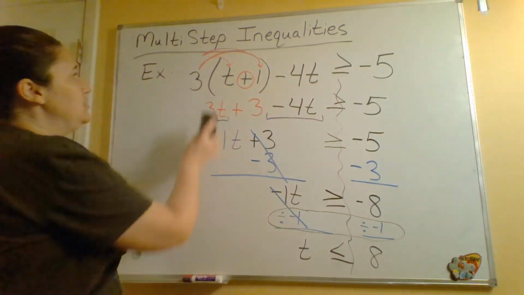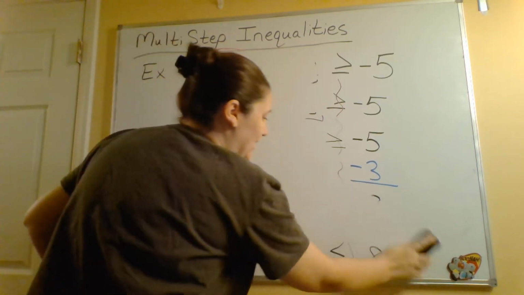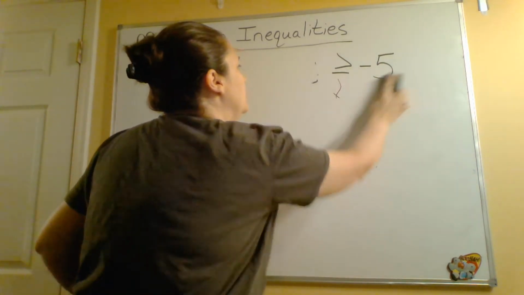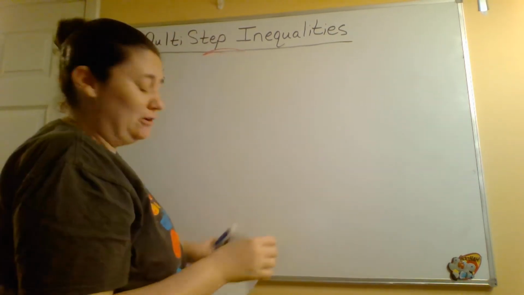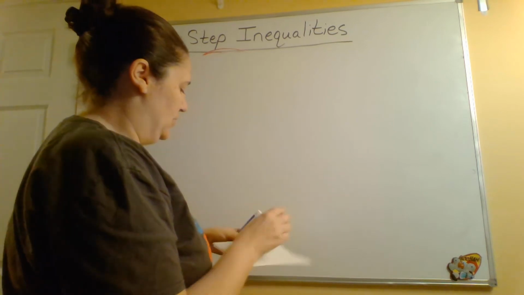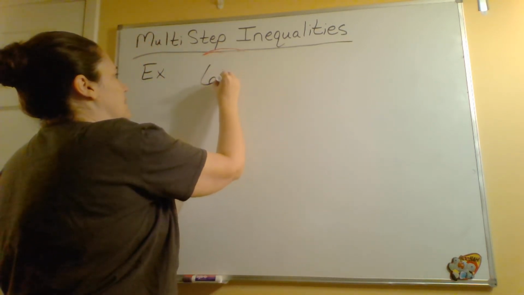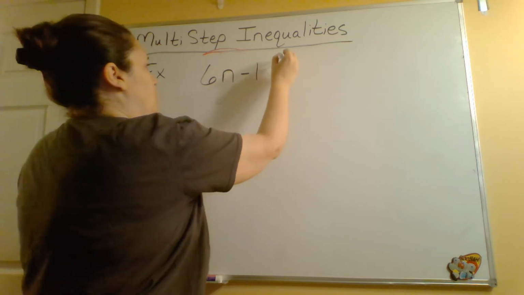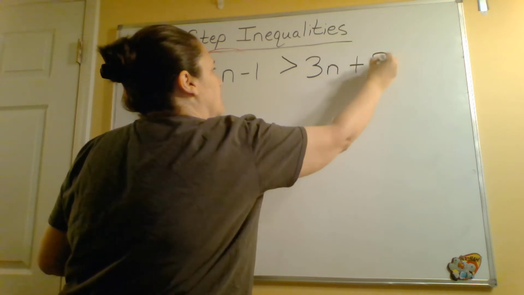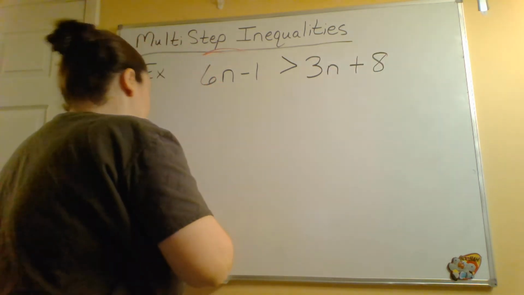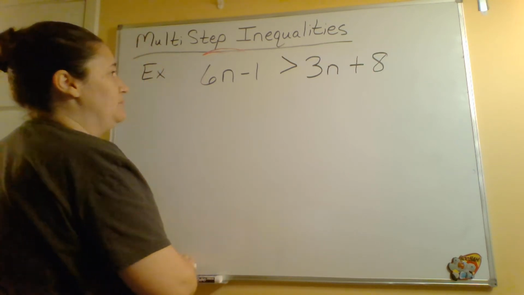Let's do another one. Let's do one that has variables on both sides. Oh, the memories that come flooding back. Remember equations with variables on both sides? Those were the days. 6n minus 1 is greater than 3n plus 8.